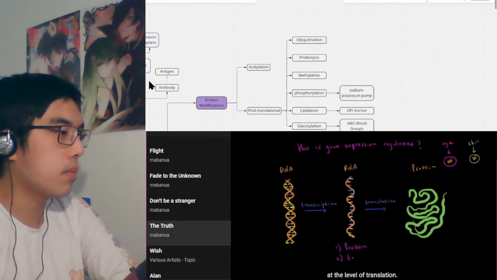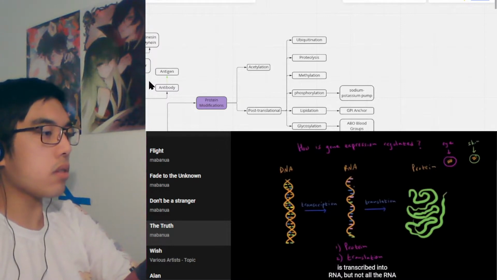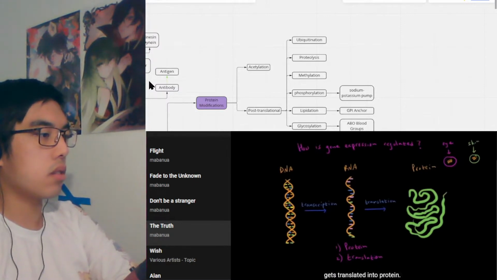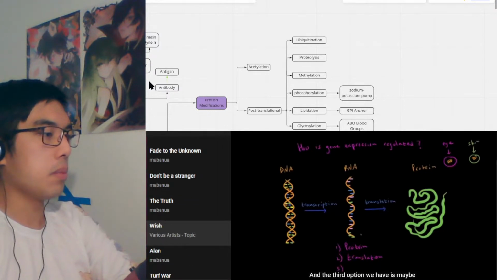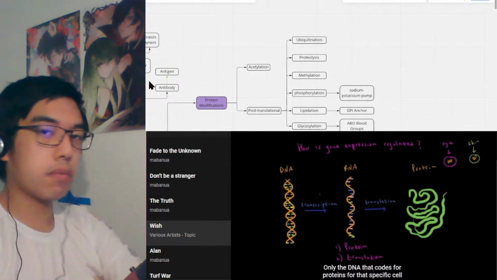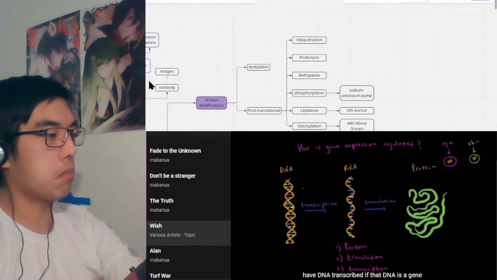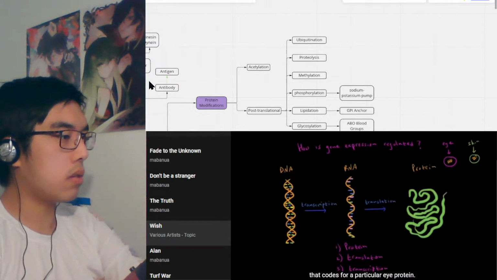Maybe gene expression is regulated at the level of translation. That would mean that all the DNA in the cell is transcribed into RNA, but not all the RNA gets translated into protein. Just the RNA that make proteins of that particular cell would get translated. And the third option we have is maybe gene expression is regulated at the level of transcription. And that would mean that not all the DNA gets transcribed into RNA. Only the DNA that codes for proteins for that specific cell would get transcribed into RNA. So for example, in the eye cell, you'd only have DNA transcribed if that DNA is a gene that codes for a particular eye protein.